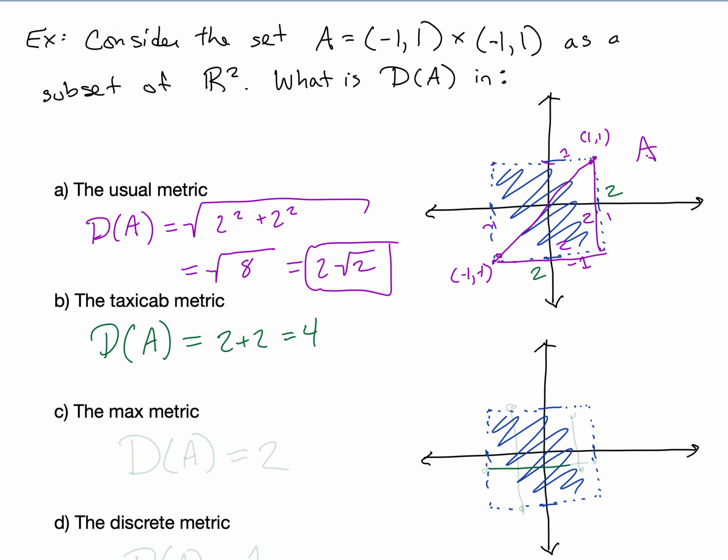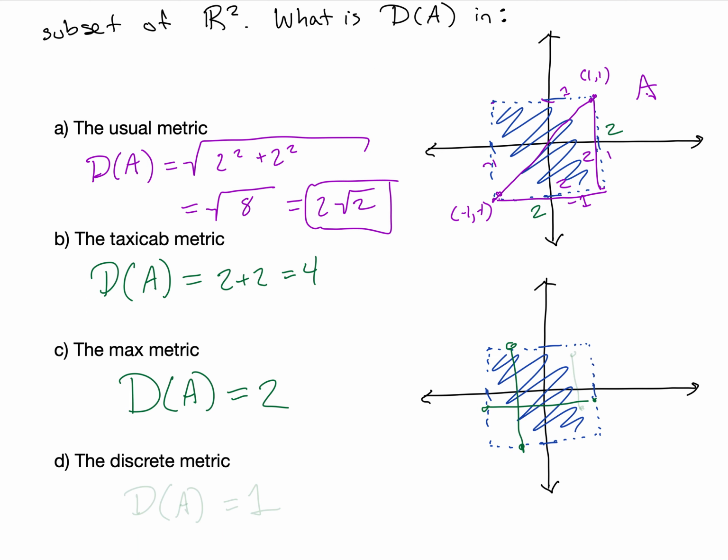In the max metric, we still have the same idea of, what's the maximum distance in each of the possible coordinates, and in each of the possible coordinates, the least upper bound for those distances is going to be 2. So the diameter of A in this metric is 2. And in the discrete metric, if we take any pair of points that are not equal to each other, then we know the distance between those 2 points is defined to be 1. If the points are the same point repeated, the distance is defined to be 0. So there is an upper bound, and the diameter in the discrete metric is 1.